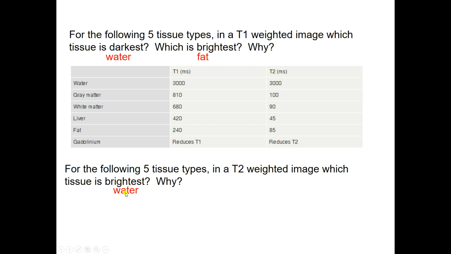In the T2 weighted image, what was darkest in T1, water, is brightest in T2. Why is that? Well, to answer this question in the T2 weighted image, forget these numbers. If you're talking T2 weighted image, it only depends on T2 and TE. So in a T1 weighted image, you look at T1 and then think, how did I choose my TR? In a T2 weighted image, you look at T2 and you say, how did I choose TE? So in a T2 weighted image, which tissue is brightest? Water. Water has the longest T2 time.